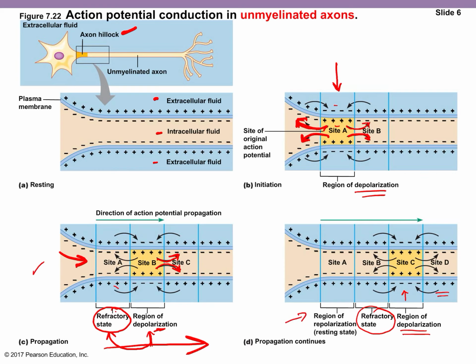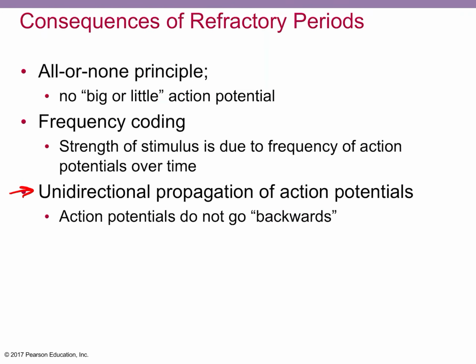Now, if you look here, site A is not in refractory, it's in resting, and it's able to fire another action potential. So there is a very small period of time that the membrane that just had an action potential cannot fire another one. And that's the reason why action potentials always go forward and not backwards, because there's always this refractory period that prevents a quick succession of another action potential. All right, so coming back here, that's why we have this unidirectional propagation and action potentials don't go backwards.